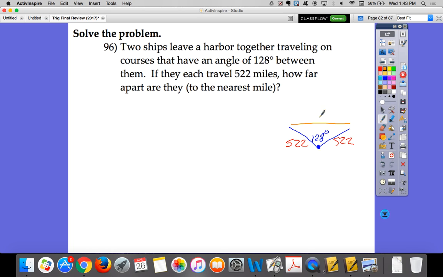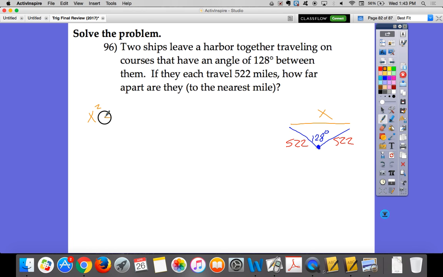So boom, there's my big x. Now the question for you is, is this law of sines or is this the law of cosines? Do you have an angle with the opposite side known? No, you don't. This is side, angle, side. So law of cosines it is.